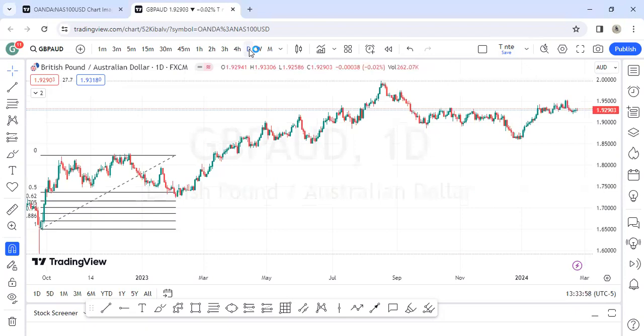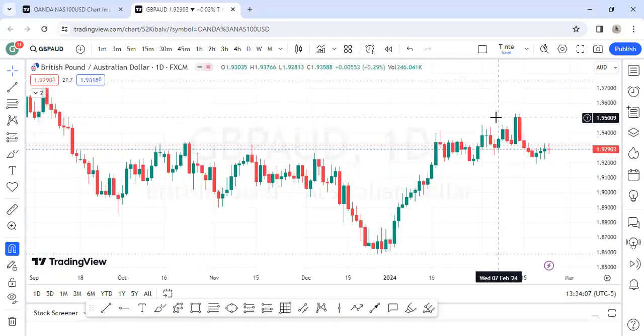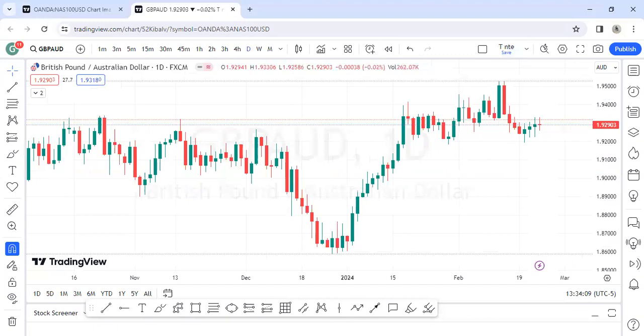So top-down analysis, right? This is the daily chart of the British pound against the Australian dollar. Just give me a moment. Let me get something. All right, so before I continue, I want to show you guys that I actually took the trade. I want to quickly show you my Telegram channel where I took the trade.